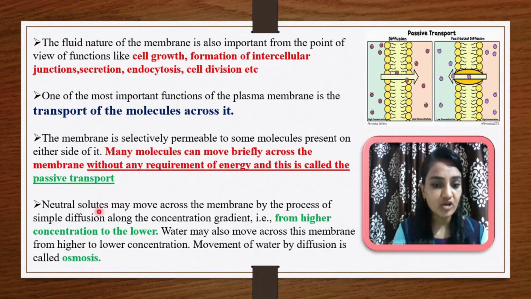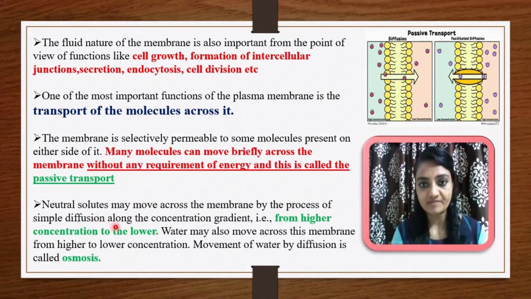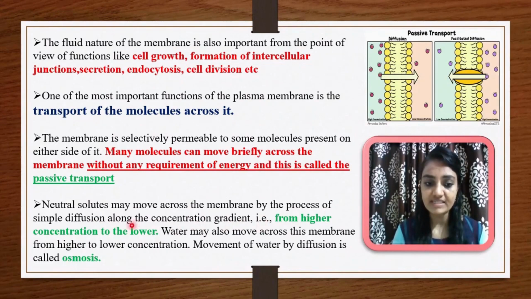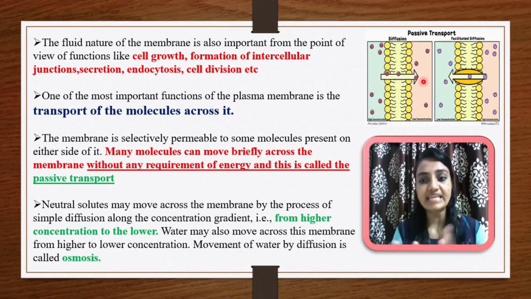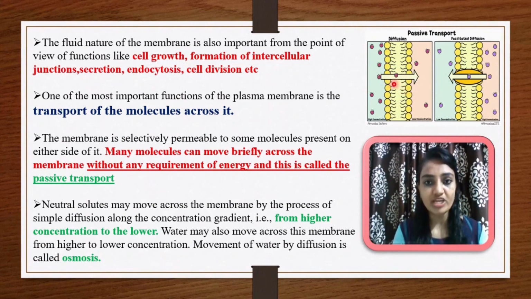Neutral solutes may move across the membrane by the process of simple diffusion, along the concentration gradient. That means from higher concentration to lower. So here you can see some molecules moving from higher concentration to lower concentration without using any energy. So this is one kind of passive transport. Here also you can see that from higher concentration some molecules are moved by using a protein molecule. Without using a protein molecule and energy, this type of movement is considered simple diffusion.